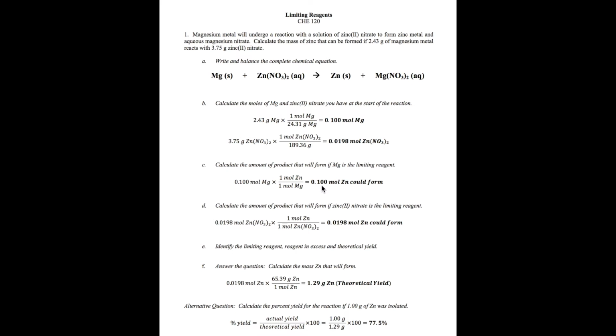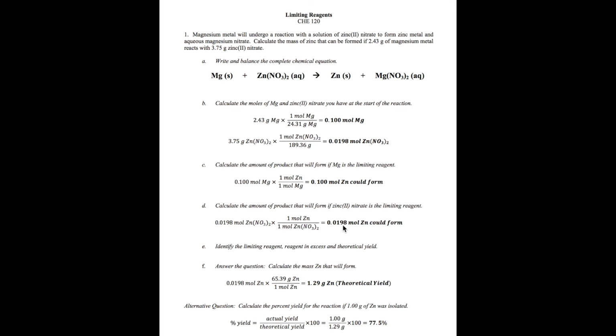Remember that I can form any amount of product that is less than 0.100 moles of zinc, but I can't form anything more. When I do the same type of calculation for my zinc nitrate starting material, I have 0.0198 moles of zinc nitrate. I know from the balanced chemical equation that 1 mole of zinc nitrate allows me to form 1 mole of zinc. So that if all of this zinc nitrate is converted to zinc, I would expect to isolate 0.0198 moles of zinc. That is the maximum amount of product that can form based on my zinc nitrate starting material. I can form any amount less than that, but nothing more.